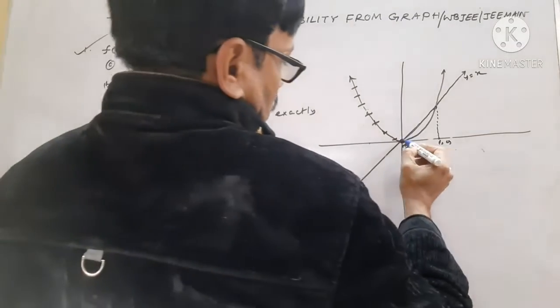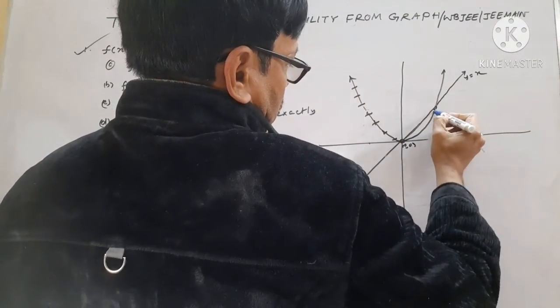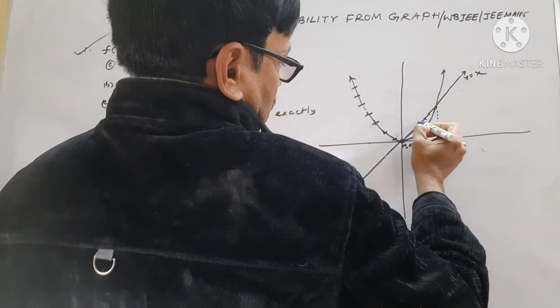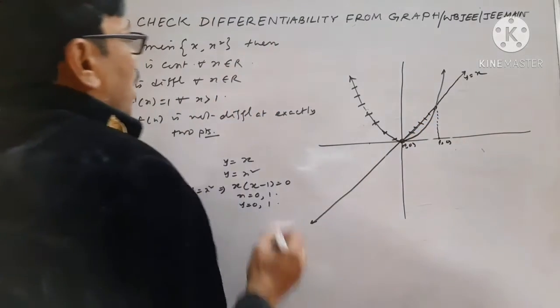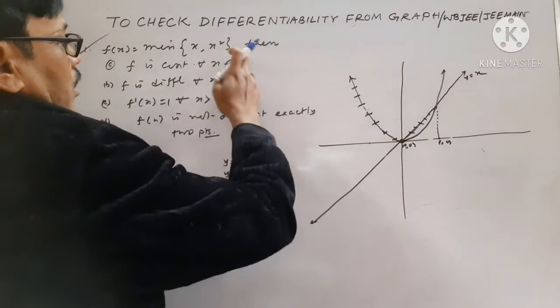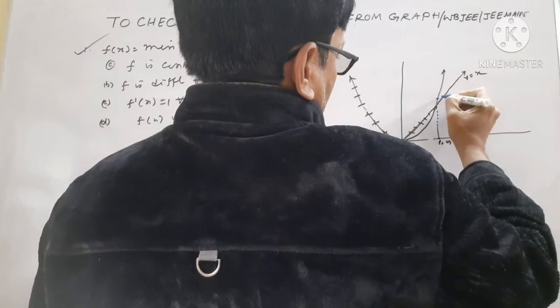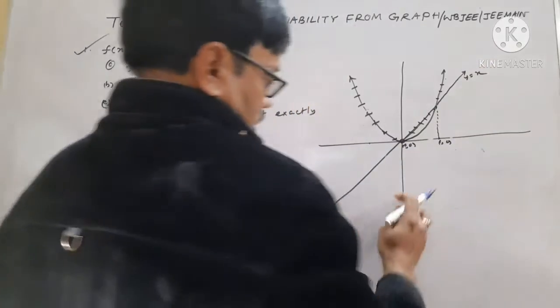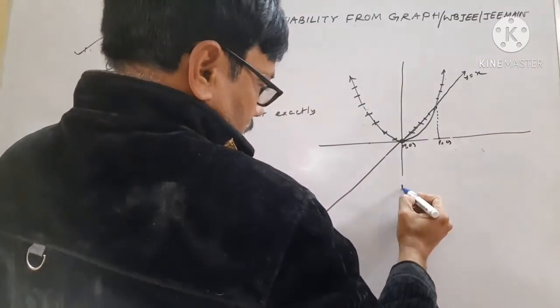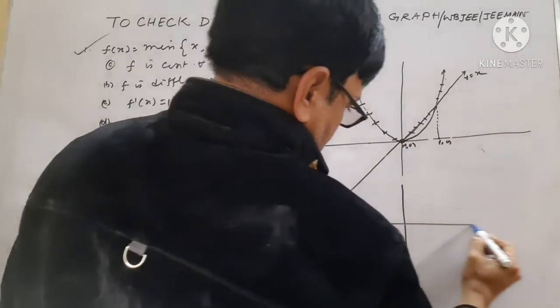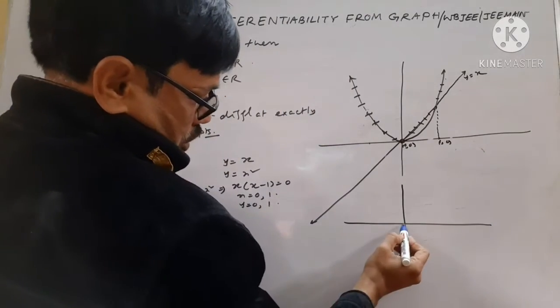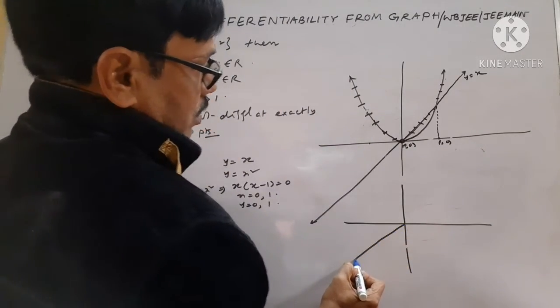And from 0 to 1, this one is the minimum, so this is cancelled out. And for greater than 1, which one is minimum? This. So this one is cancelled out. So we are getting a figure like this. So y equals x.